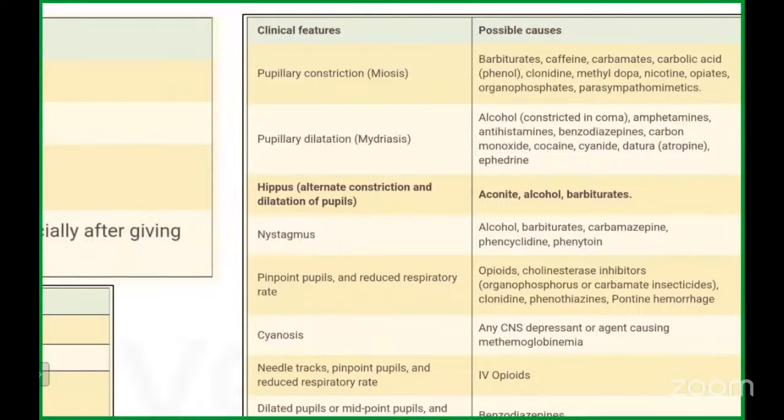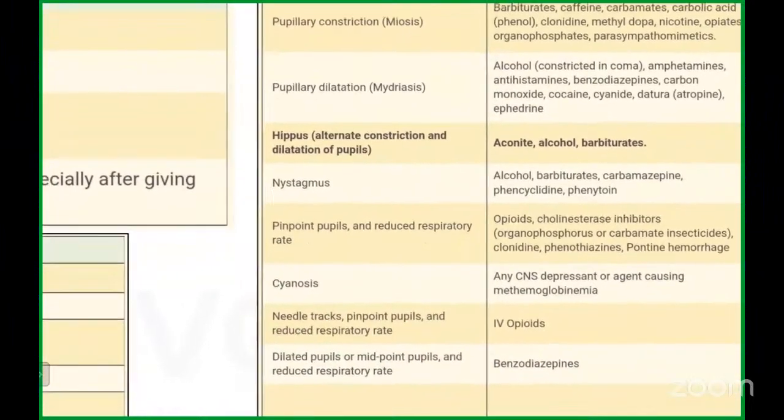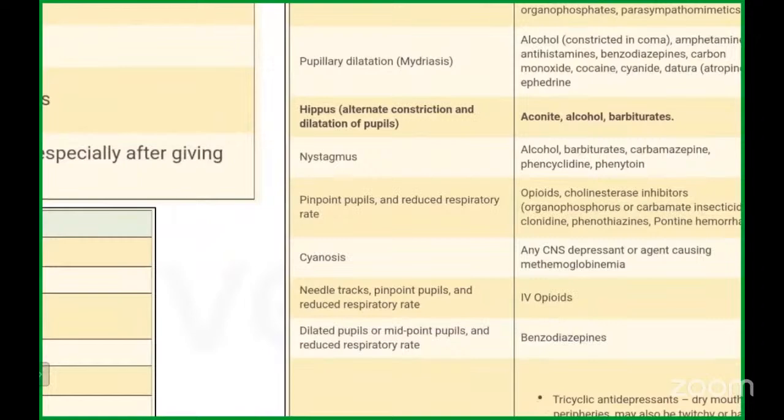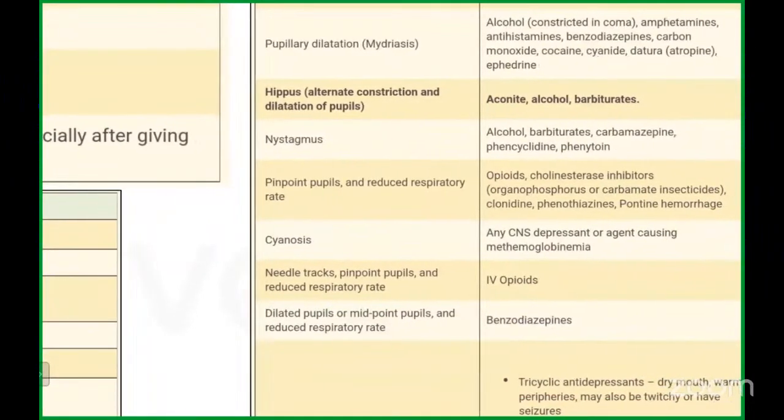Alcohols and amphetamines. Hippus is very specific to alcohol, very specific to aconite, and may also be found in alcohol or barbiturate poisoning. Hippus, as I said, is alternate contraction and dilatation of the pupils. Nystagmus is something which I want you to remember for phencyclidine, for barbiturates, for alcohol. Pinpoint pupils and reduced respiratory rate.